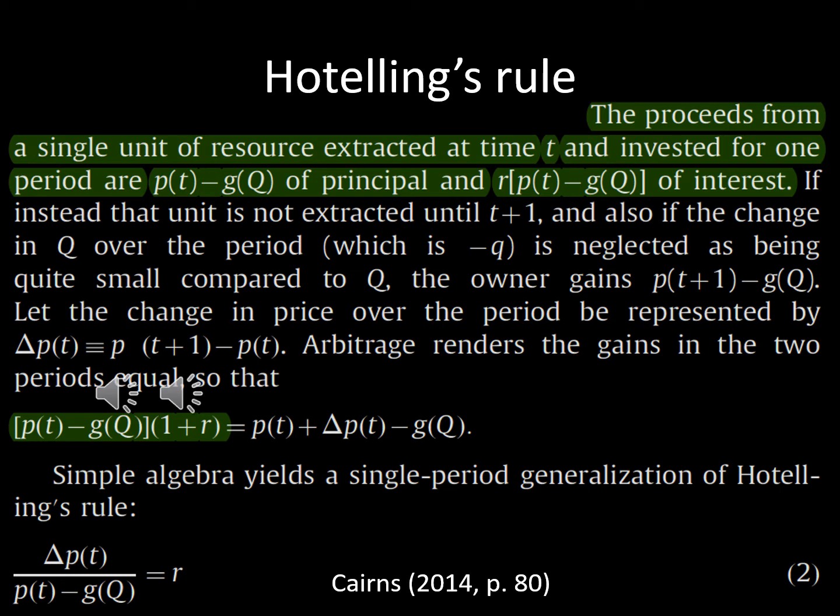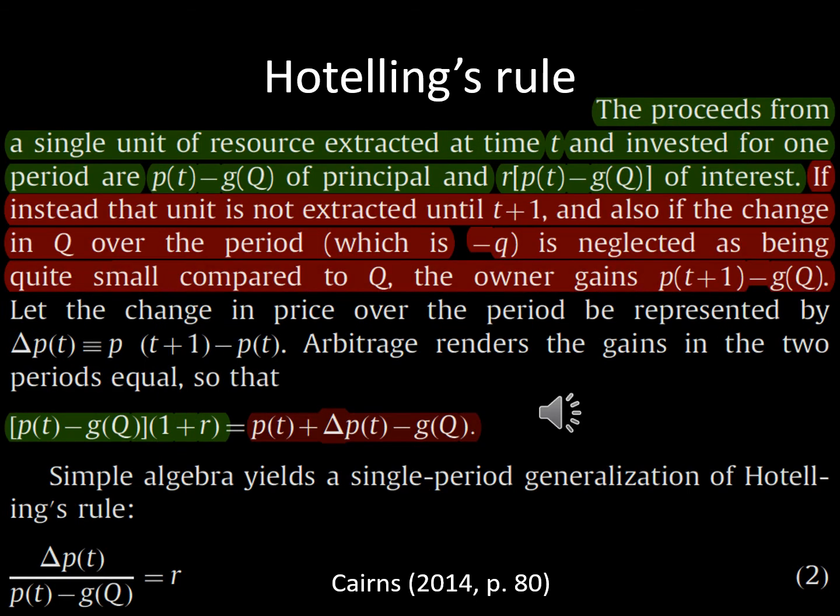The proceeds from a single unit of resource extracted at time t and invested for one period are of principal and of interest. We see this expressed on the left-hand side of the equation. If instead that unit is not extracted until t plus 1, the owner gains the new price minus the marginal extraction cost. Here we make a simplifying assumption that we can neglect the change in Q over the previous period as being small compared to Q, which ensures that the marginal extraction costs remain the same between both periods, an innocent assumption that will be useful for rearranging terms.